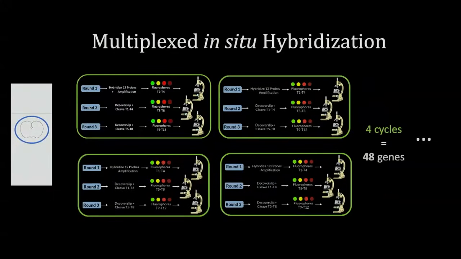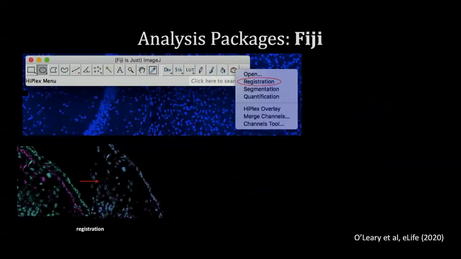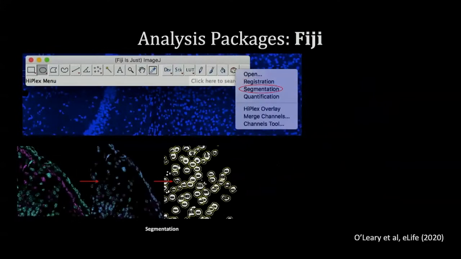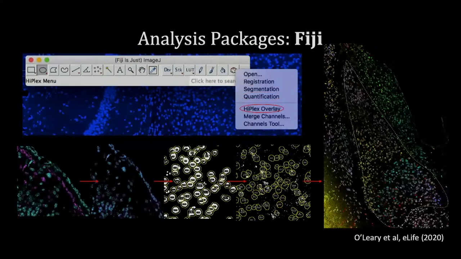So one of the analysis packages that I've created is a Fiji drop-down menu that basically takes all of the individual rounds of imaging, registers them to the same coordinate plane, then segments the individual cell bodies, quantifies the gene expression within each of the targets that we've looked at, and finally creates a nice qualitative overlay image that we can look at. Beyond this qualitative image, we also have the gene expression matrices that come out from the quantification portion.